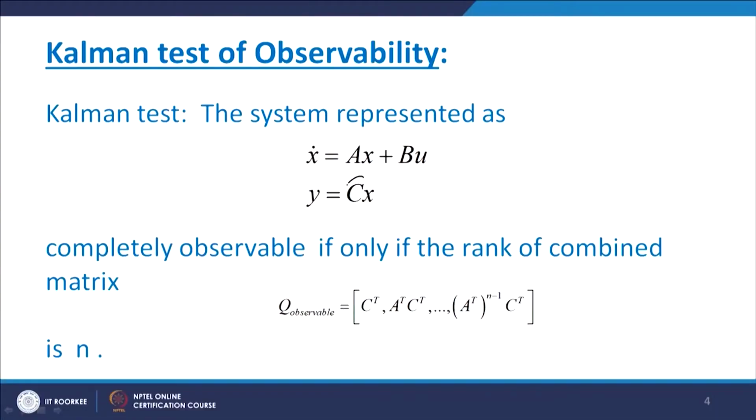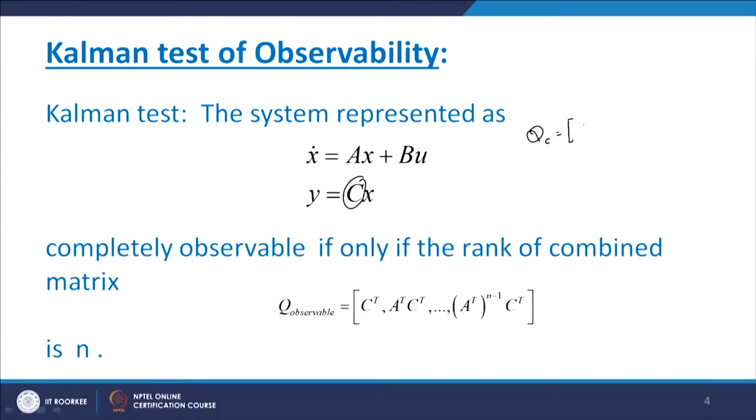Now the next thing: mathematically, how to check the observability of the system. Observability is concerned with the output, therefore the important role of C is here. We have seen that in the case of state controllability, the matrix QC involves only B, AB, up to A raised to n minus 1 B. There is no C involved in the concept of controllability.